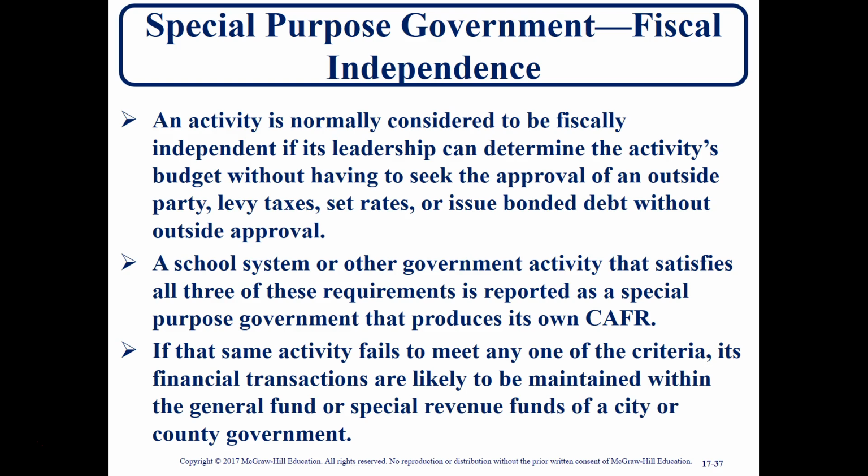Fiscal independence. An activity is normally considered to be fiscally independent if its leadership can determine the activity's budget without having to seek the approval of an outside party, levy taxes, set rates, or issue bonded debt without outside approval. A school system or other government activity that satisfies all three of these requirements is reported as a special purpose government, and it produces its own CAFR. If that same activity fails to meet any one of the criteria, its financial transactions are likely to be maintained in the general fund or special revenue funds we saw in the last chapter of a city or county government.